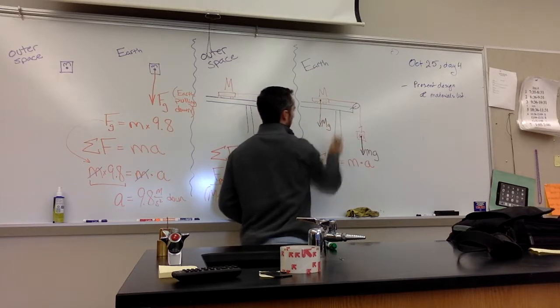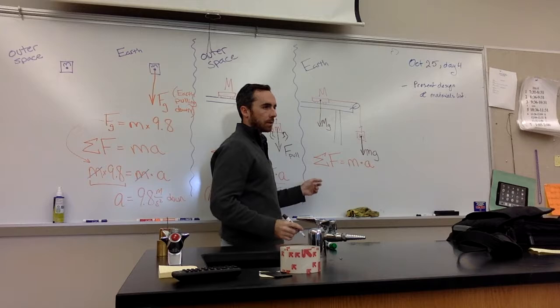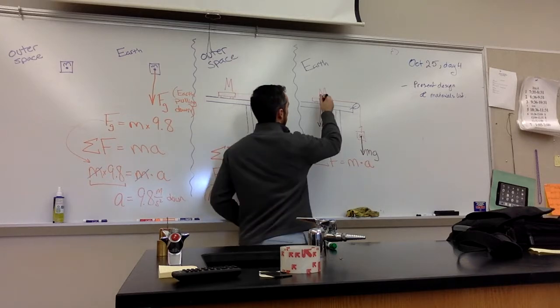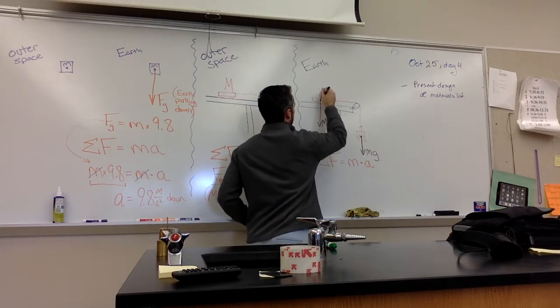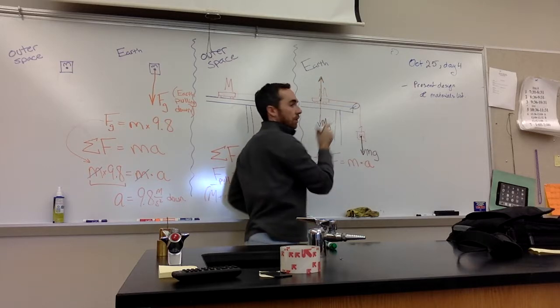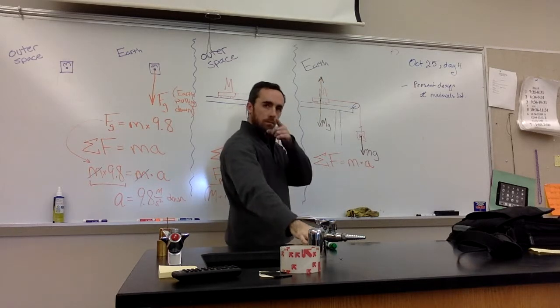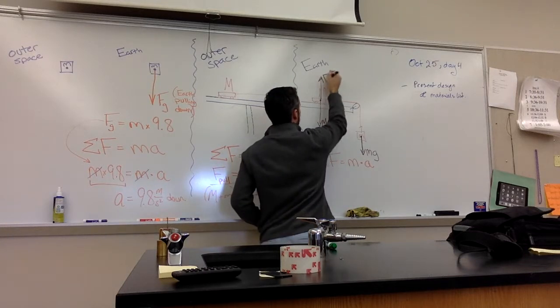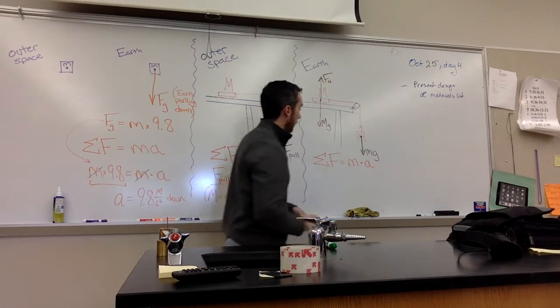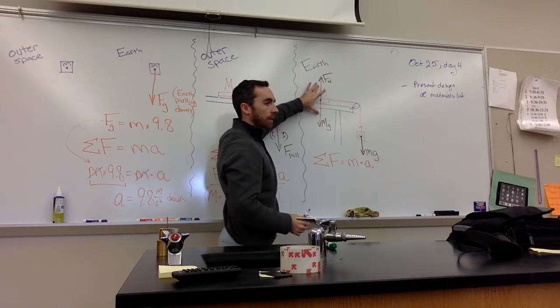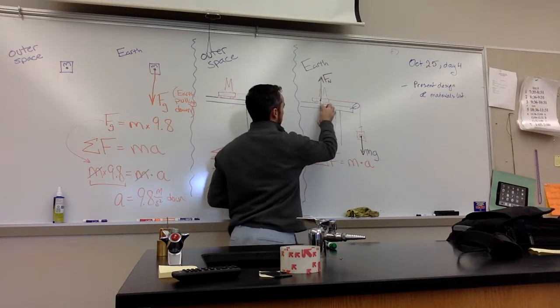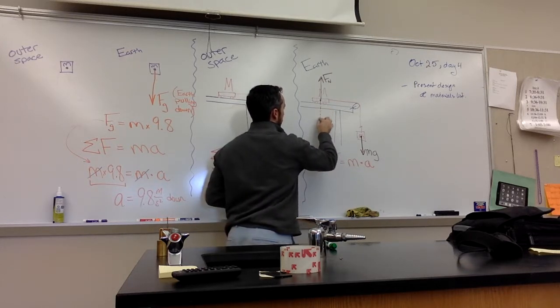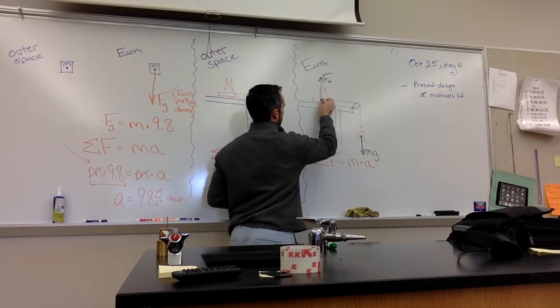This one has weight on it too, big Mg. How come this one doesn't fall through the table? Yeah, what's that something called? What's the force called that balances weight from the surface? Nailed it, normal force. All right, so these two balance, so we don't really have to worry about these. I'll make them dotted. They're still there, but we don't really need to worry about them.